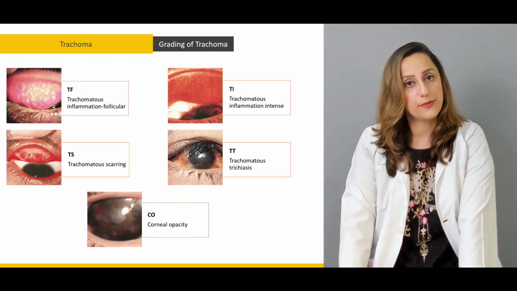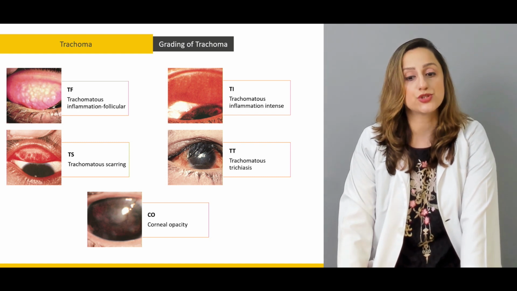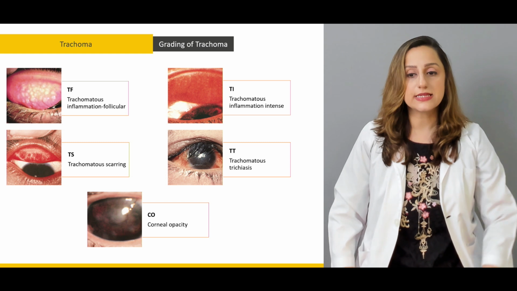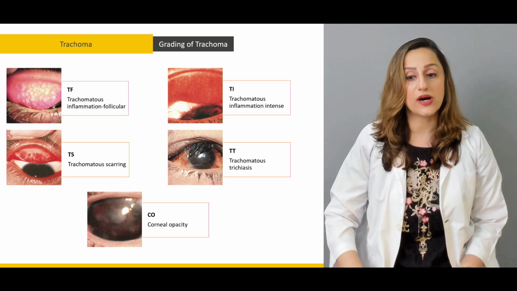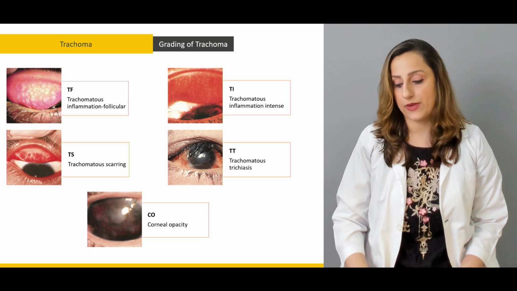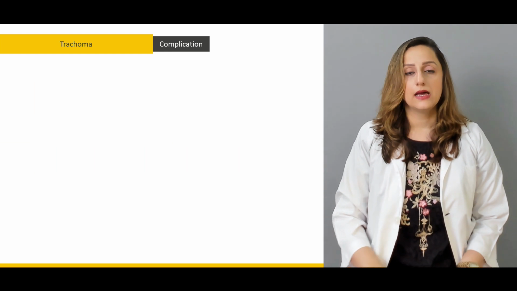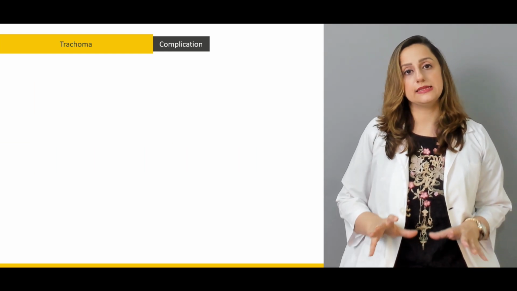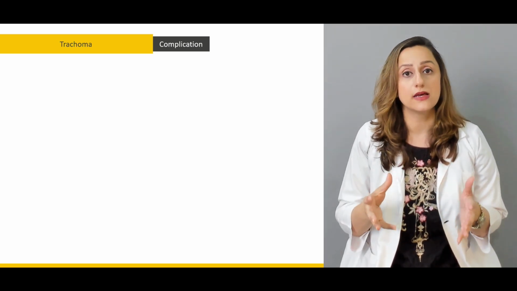Then we have the corneal opacities, and then we have the Herbert's pits and the pannus formations. These phases, as we can summarize, are the TF, TI, TS, TT, and then the corneal opacity phase. All of these phases depend upon the clinical presentation of the individual. It obviously relates to the severity of the disease and to the stage of the disease.